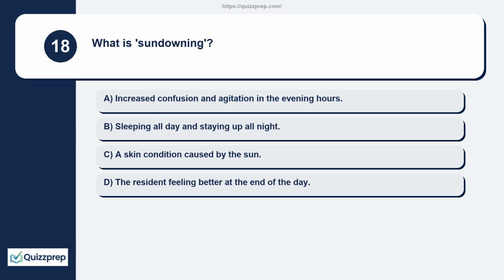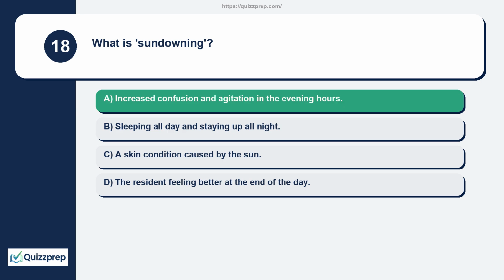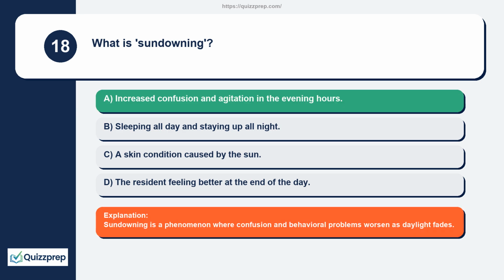Question 18. What is sundowning? Increased confusion and agitation in the evening hours, sleeping all day and staying up all night, a skin condition caused by the sun, the resident feeling better at the end of the day. Sundowning is a phenomenon where confusion and behavioral problems worsen as daylight fades.